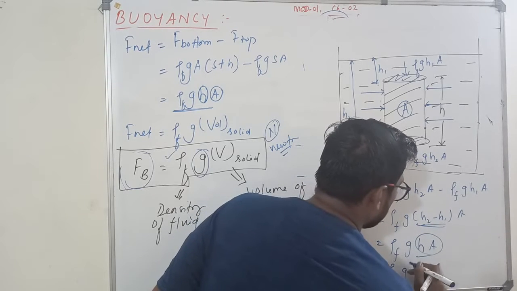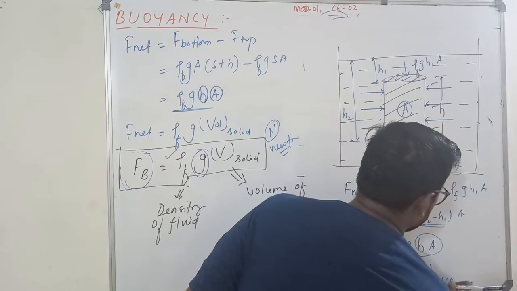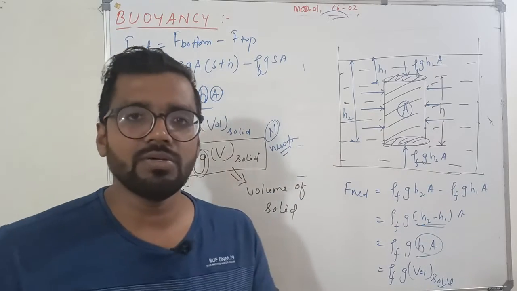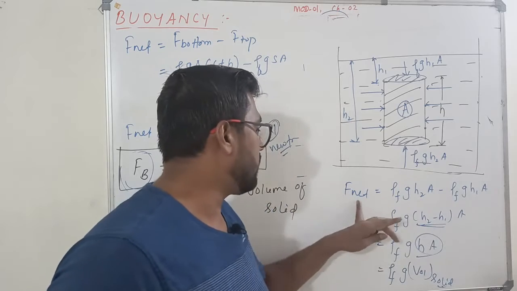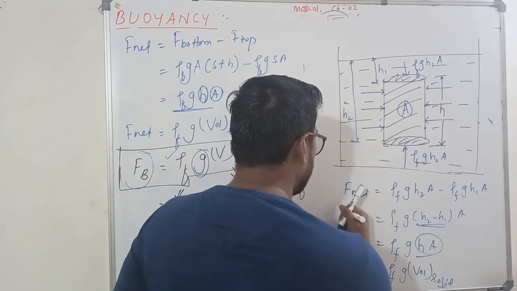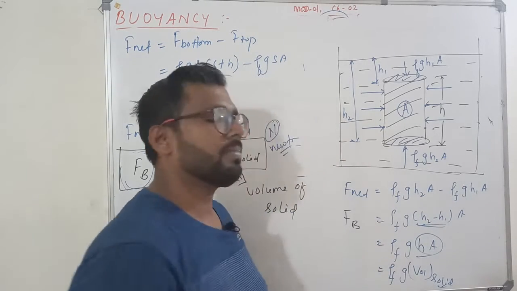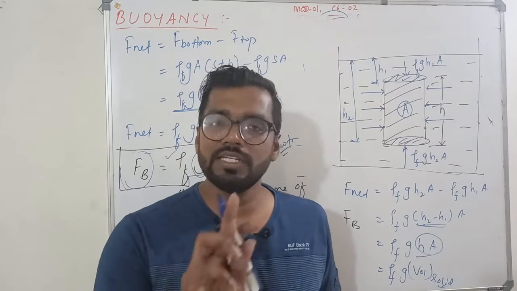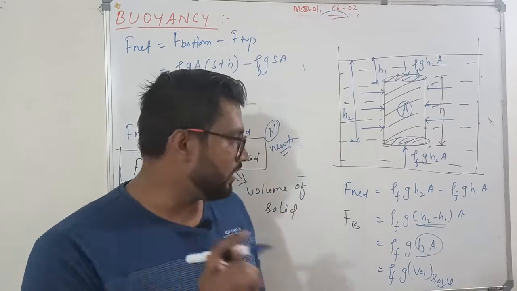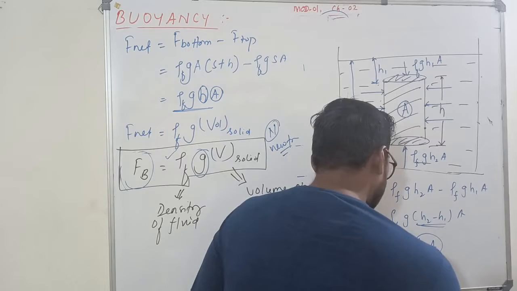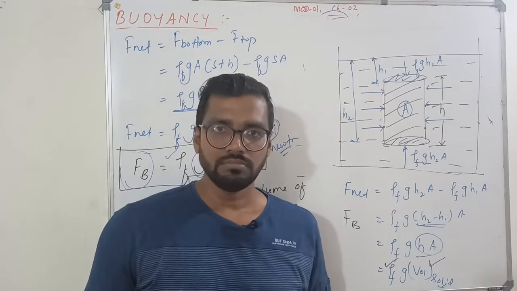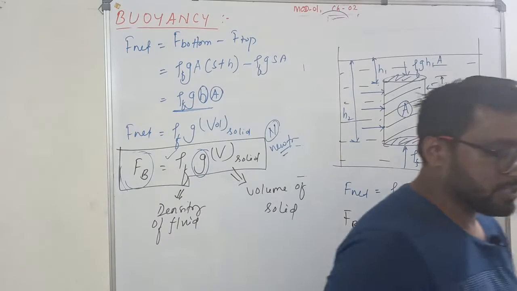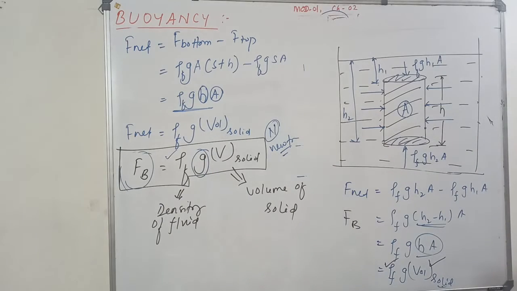This is your volume of solid. So that's why I told you to take any shape. Take any shape, your F net, which is your buoyancy force, is going to be the same. Understood? So it does not depend on shape. It only depends on the density of the fluid and the volume of the solid. Okay? Pause the video, note it down.